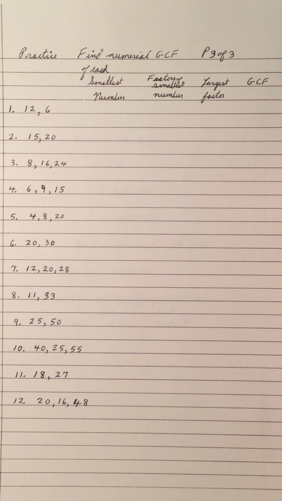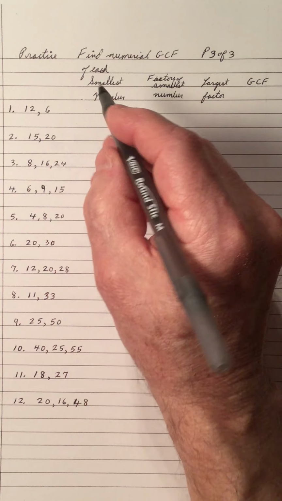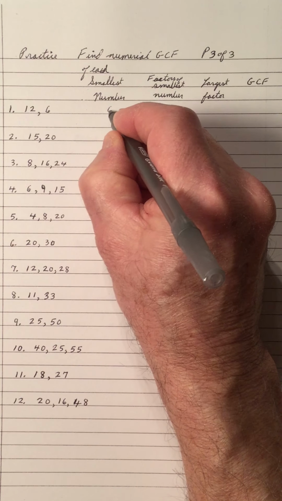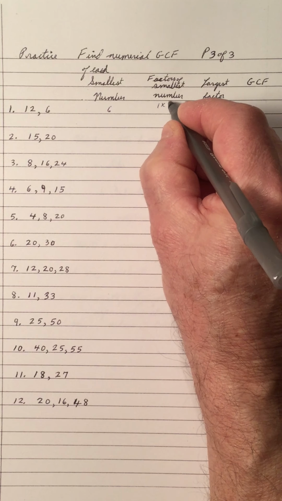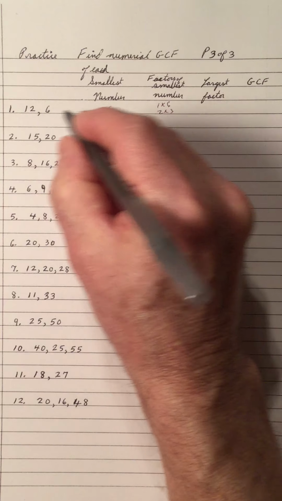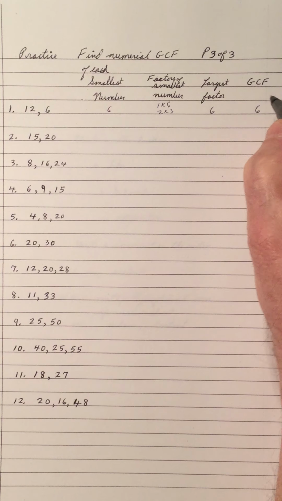Here we go. Find the numerical GCF. Notice I have all numbers. I'm finding a number. Smallest number is 6. The factors of 6, so I check 1 times 6, 2 times 3. Is 6 a factor of 12? Yes. So 6 is the GCF.